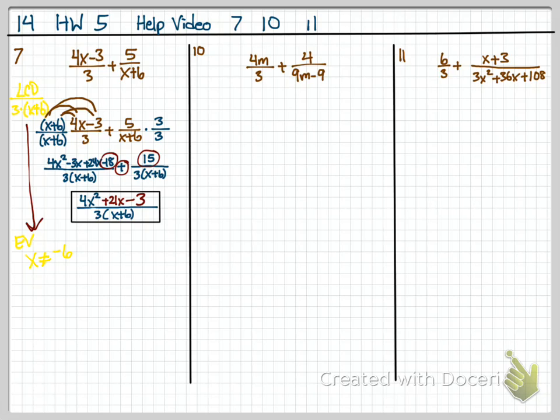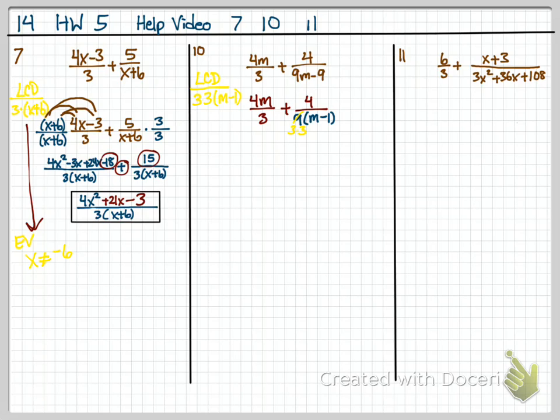Okay? Now going on to number 10. Step 1, factor. In this case, we do have to factor. In 7, there was no factoring. In 10, we do. 4m plus 3 doesn't factor, but the 9m minus 9, it does factor. Factor out a 9.